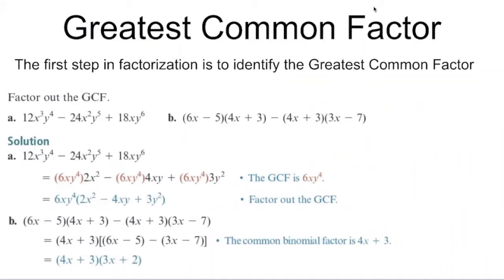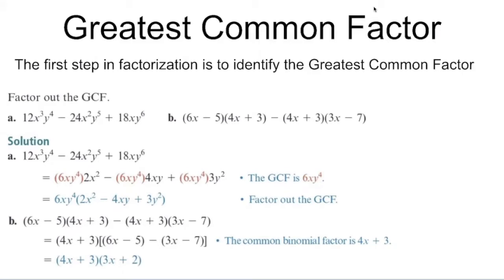When you are in the process of factorizing, the first step is always to see if you can find the greatest common factor. So you see two different examples here. The first example, example A, we look to see what factors they share in common. First, we look at the coefficients. Each of these coefficients contains the factor 6.